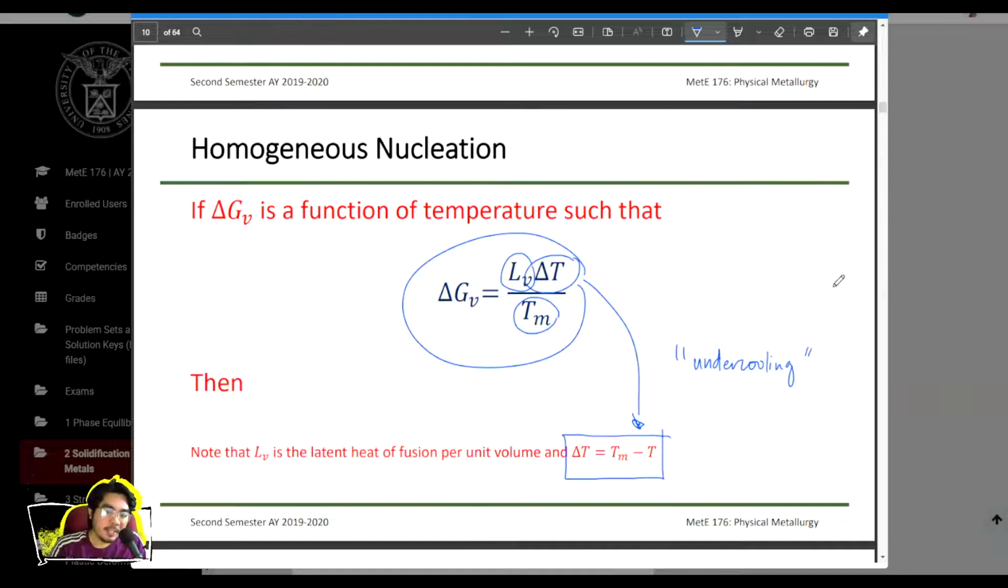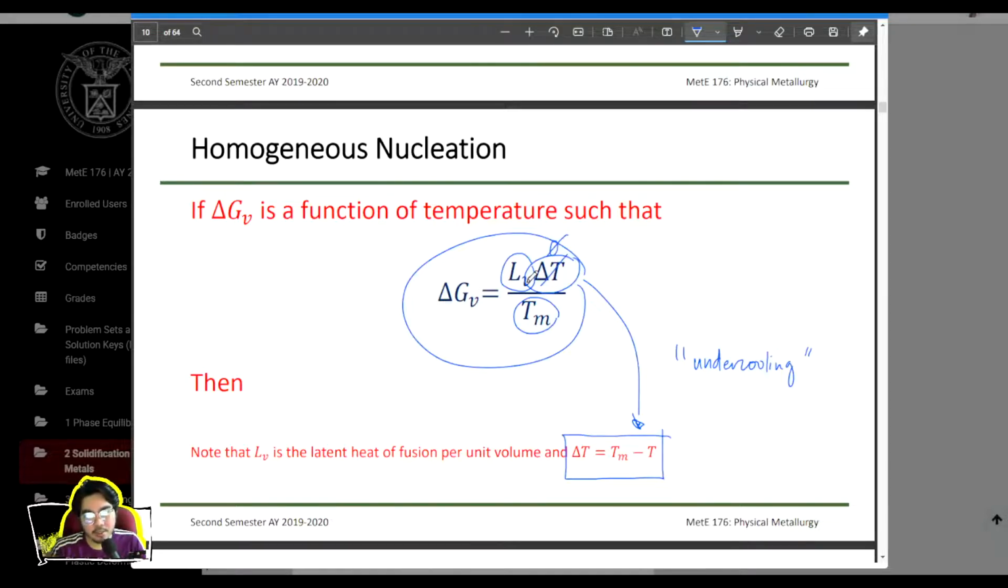So usually, for you to be able to proceed with solidification, there must be some degree of undercooling, no? Kasi kung wala kang degree of undercooling, magiging zero ito. So zero yung delta GV mo. So wala kang delta GV. And later makikita natin sa equations din na kailangan talaga na meron kang degree of undercooling.